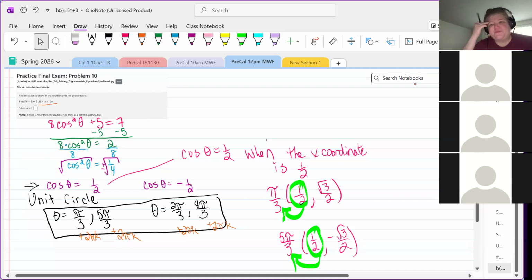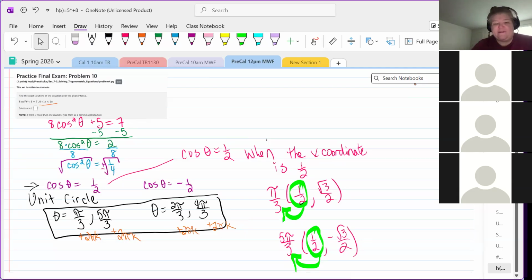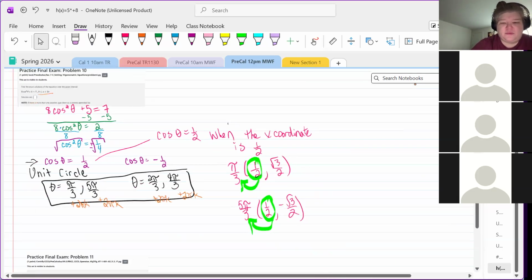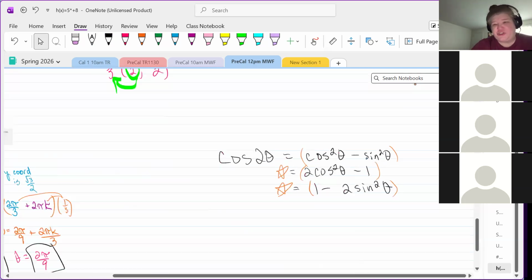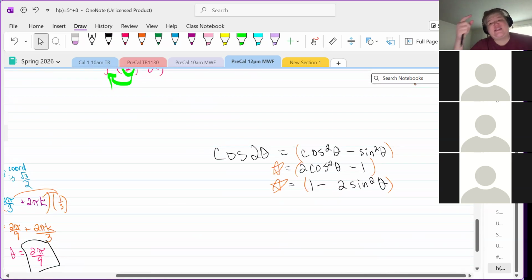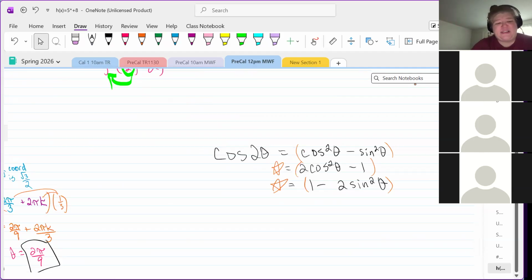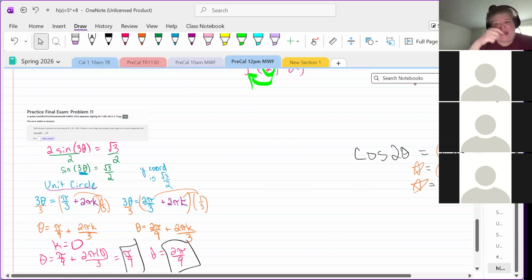Yeah. Oh, okay. But you would still get the same 4 answers. But you wouldn't have to use the 2 pi k. You wouldn't have to use the 2 pi k if you made one of the substitutions, if it was cosine 2 theta. If it's sine 2 theta, then I would still go with the 2 pi k way.